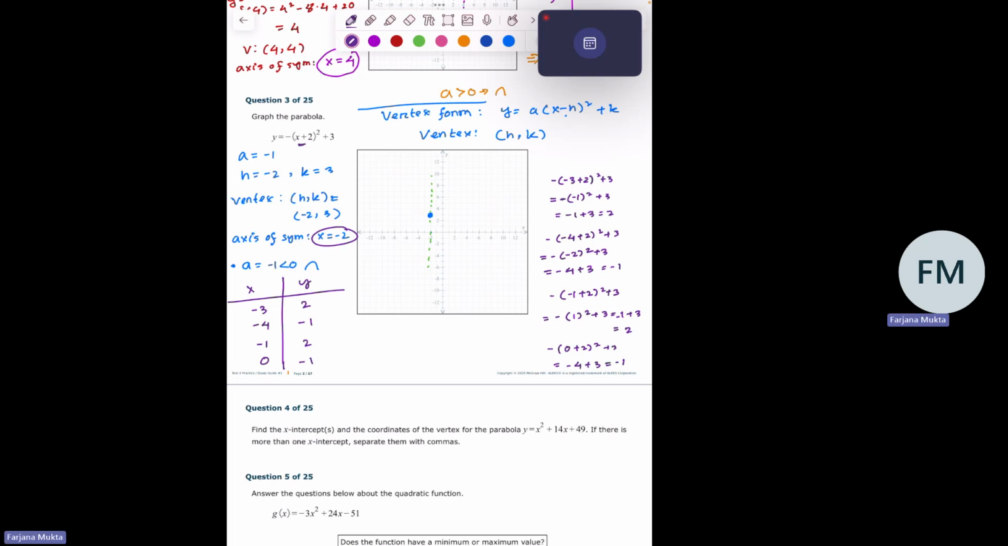Perfect. These are our ordered pairs. Let's try to locate them. So (-3, 2), (-4, -1), (-1, 2), and (0, -1). Okay, perfect. Now the graph is going to pass through all these points and open downward. Perfect. Right?